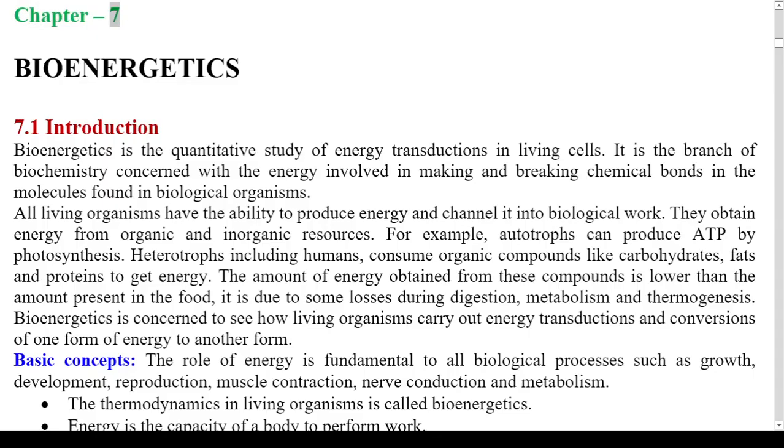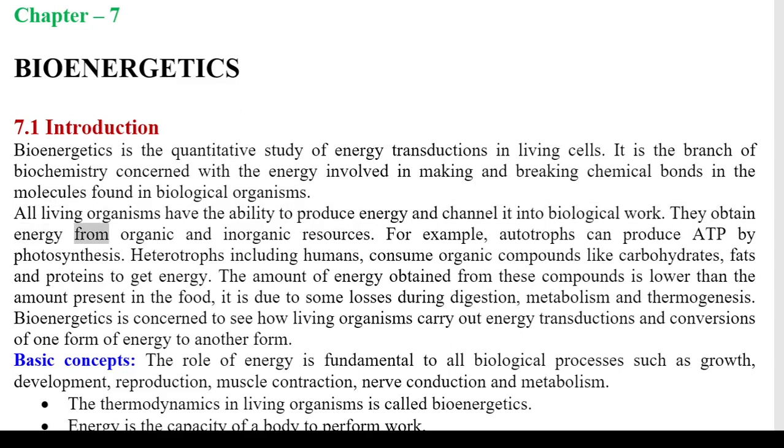Chapter 7. Bioenergetics. 7.1 Introduction. Bioenergetics is the quantitative study of energy transductions in living cells. It is the branch of biochemistry concerned with the energy involved in making and breaking chemical bonds in the molecules found in biological organisms. All living organisms have the ability to produce energy and channel it into biological work.